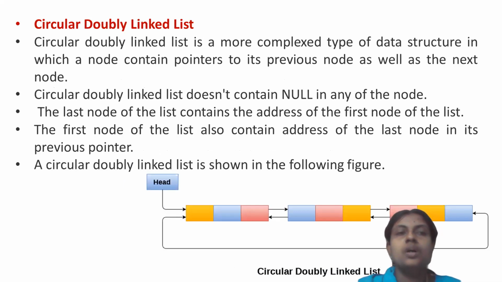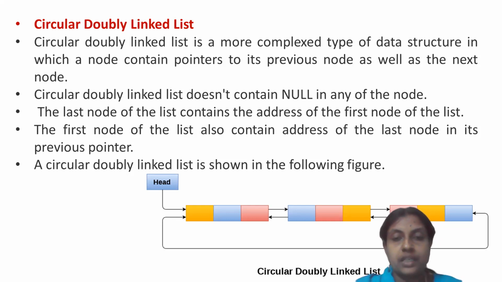Then we will move on to circular doubly linked list. Circular doubly linked list follows the same concept. The next part of the last node will have the address of the first node, and also the previous part of the first node will have the last node address. Both will happen. Usually, the first node's previous part we declare as null for a normal doubly linked list.